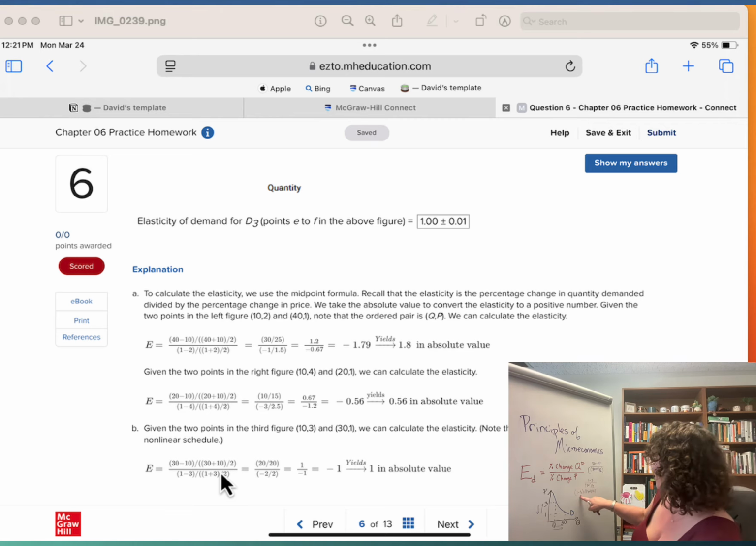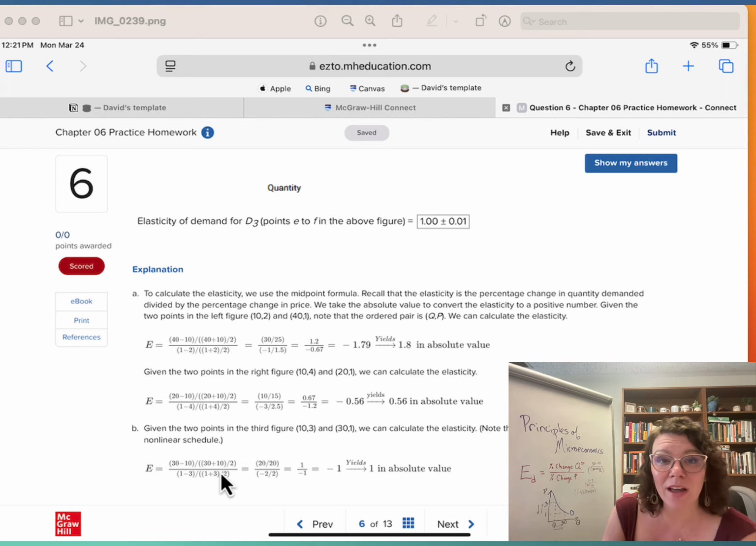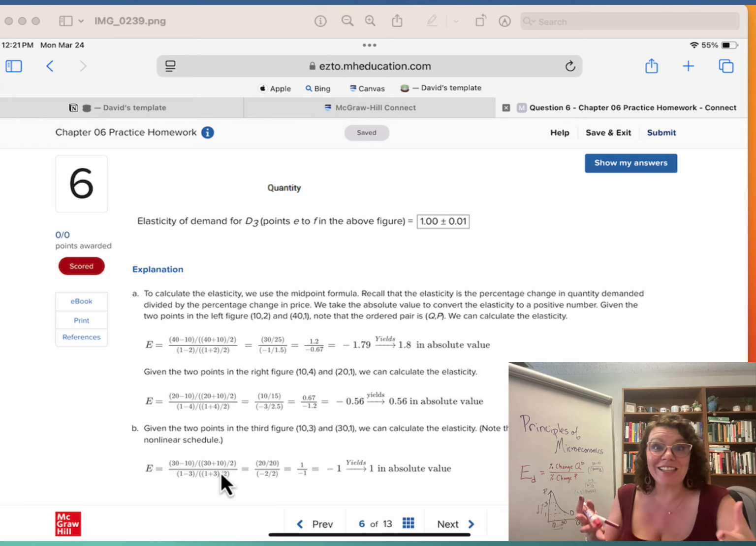And again, here we end up with 1 minus 3 will give us negative 2, 3 minus 1 will give us 2, and then we've got our midpoint here, 3 plus 1 divided by 2, or 2. So we get an elasticity of 1, a one-to-one relationship. So that tells us this demand is unit elastic. We're going to see a one-to-one relationship.